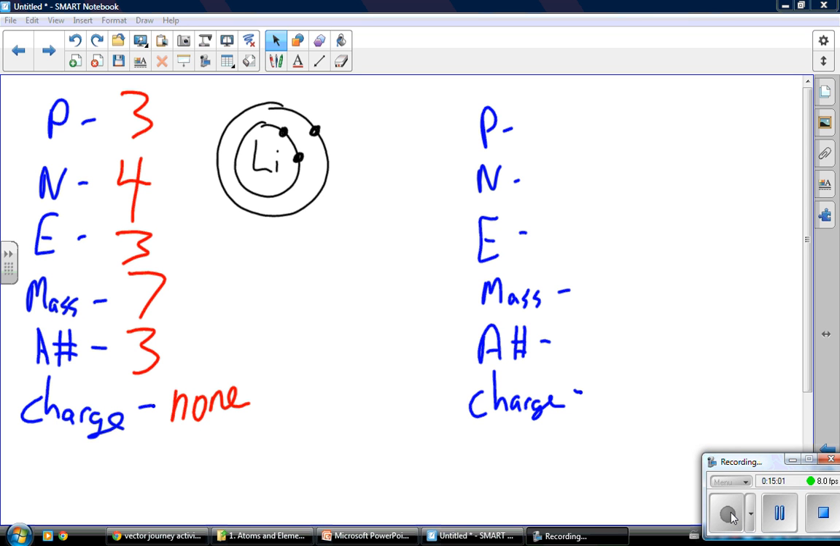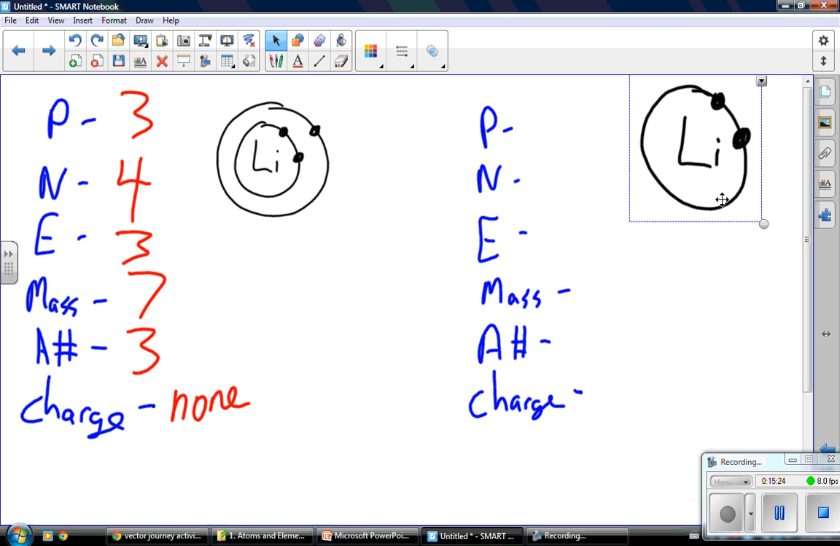So looking at it from a pure numbers perspective, what could lithium do? How many would it take to fill up this outer shell? 7 electrons. So is it easier for lithium to go find 7 electrons, or is it easier for lithium to kick out this one? It'll kick out the one, and that's exactly what it'll do. Lithium will kick that 1 electron out and end up looking like this one over here.